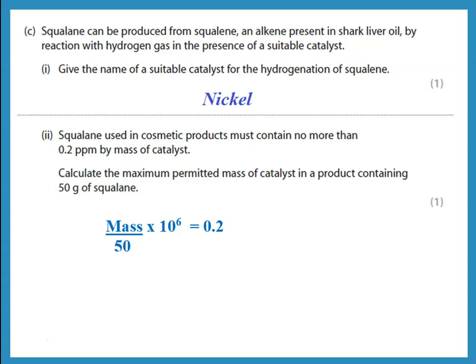So here we're looking for the mass. The mass would be 0.2 times 50 over 10 to the power 6, and that means that I need 1 times 10 to the minus 5 grams of catalyst. That will be the maximum allowed mass.